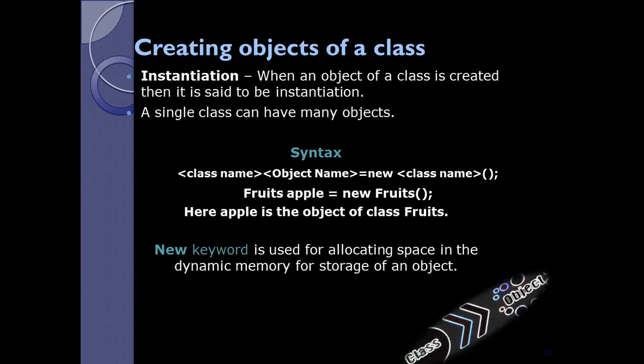objects. Syntax of how to create an object: class name, object name is equal to new class name. Fruits apple is equal to new fruits. Here, apple is the object of the class fruits. The new keyword is used here for allocating space in the dynamic memory for storage of an object.